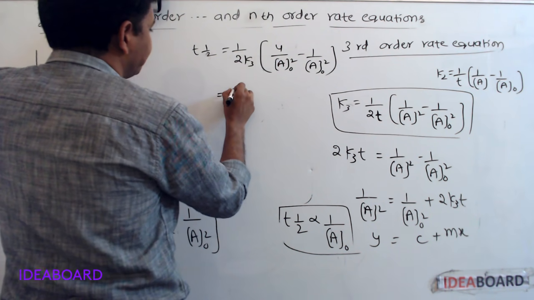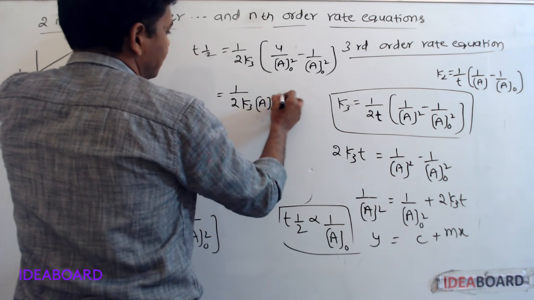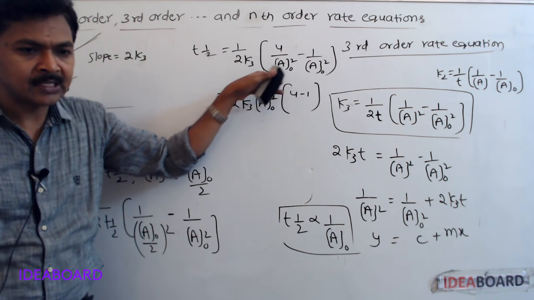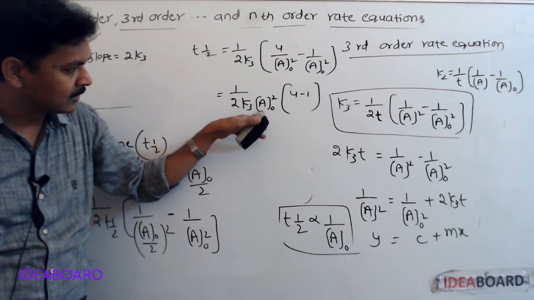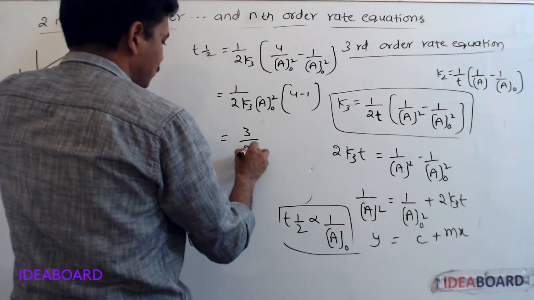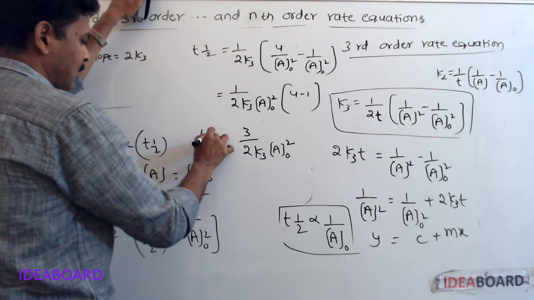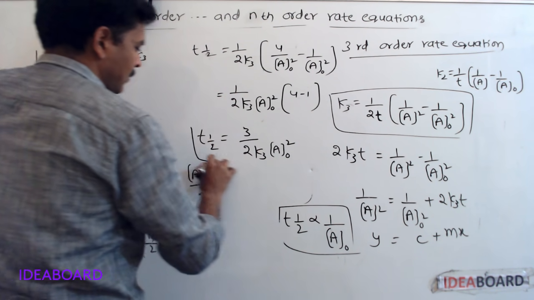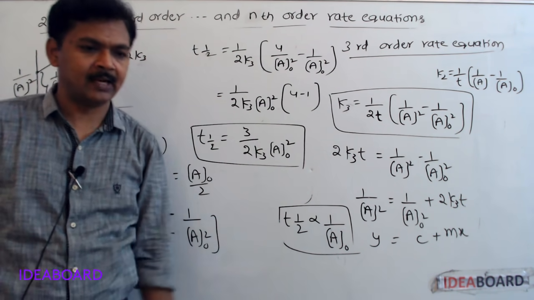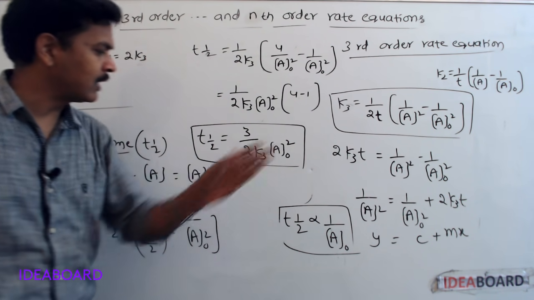Here A naught square is common. So 1 by 2K3 A naught square into (4 minus 1). It becomes 3. So 3 by 2K3 A naught square. T half is equal to 3 by 2K3 into A naught square. This is the half lifetime for third order reactions.